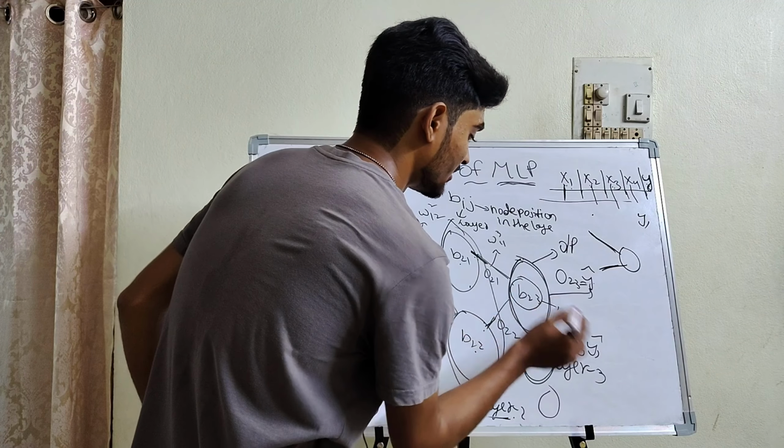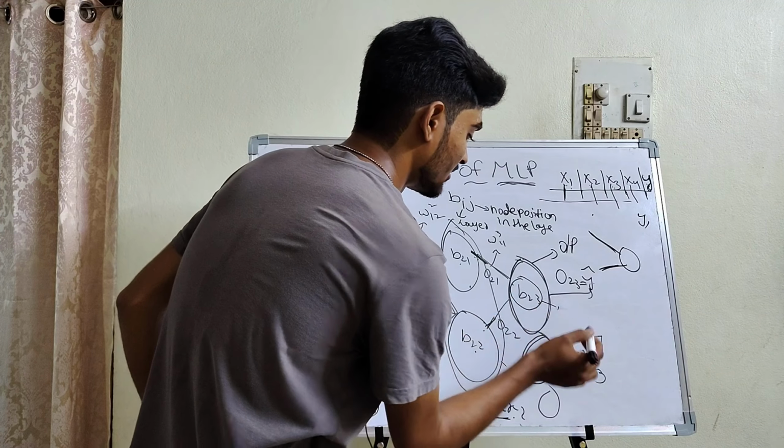Okay, this is in the second layer, 1 2 3, sorry, this is in the third layer and first position. So this is B31. It is in the third layer and in the first position, so it is denoted by B31. Okay, this is how we denote the bias.